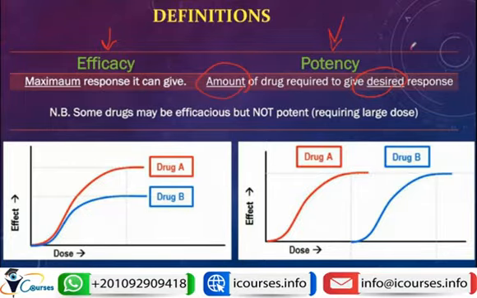So for example, if you have a bacteria, and we have an antibiotic A and an antibiotic B. If we increase the dose of antibiotic A and antibiotic B, we can find that antibiotic A is always having a higher response or higher effect than antibiotic B. So the effect here favors drug A. So antibiotic A is more efficient. It will give a higher response.